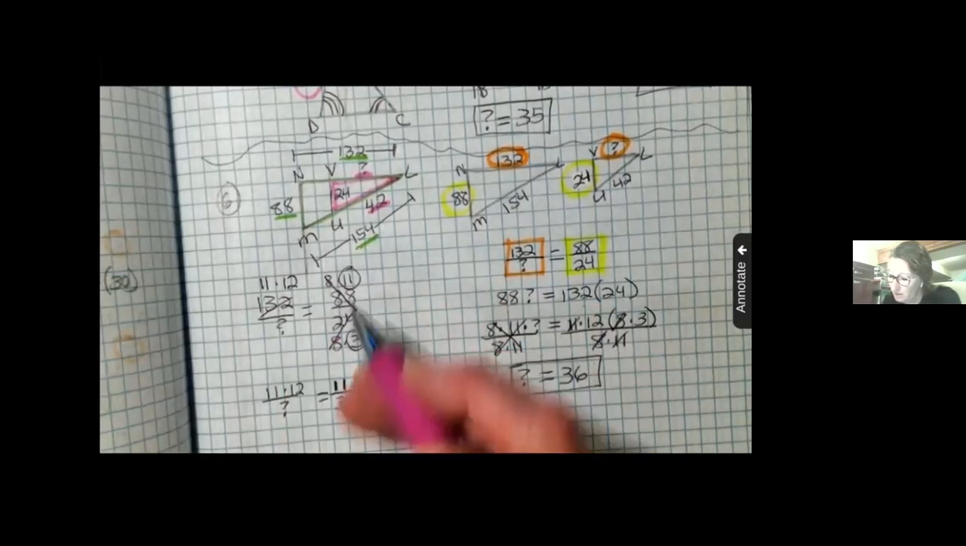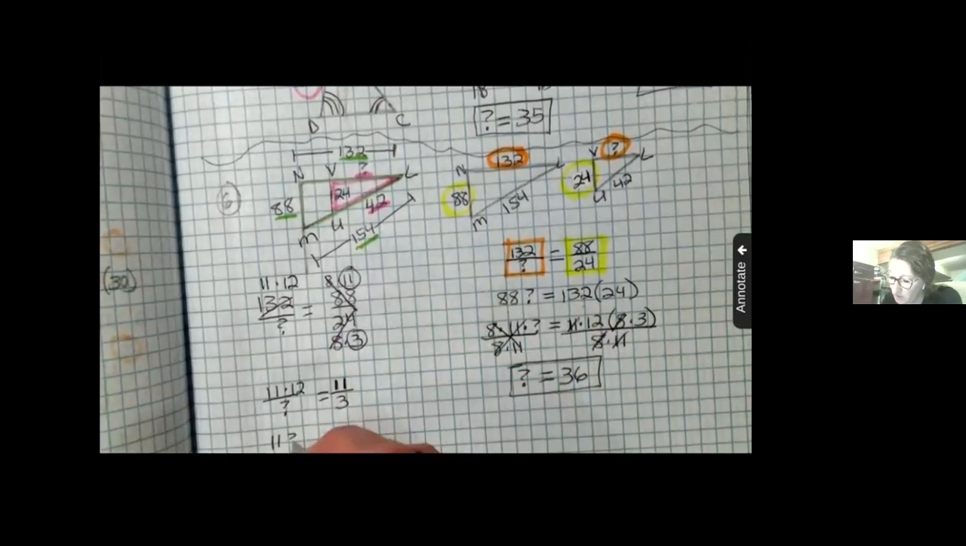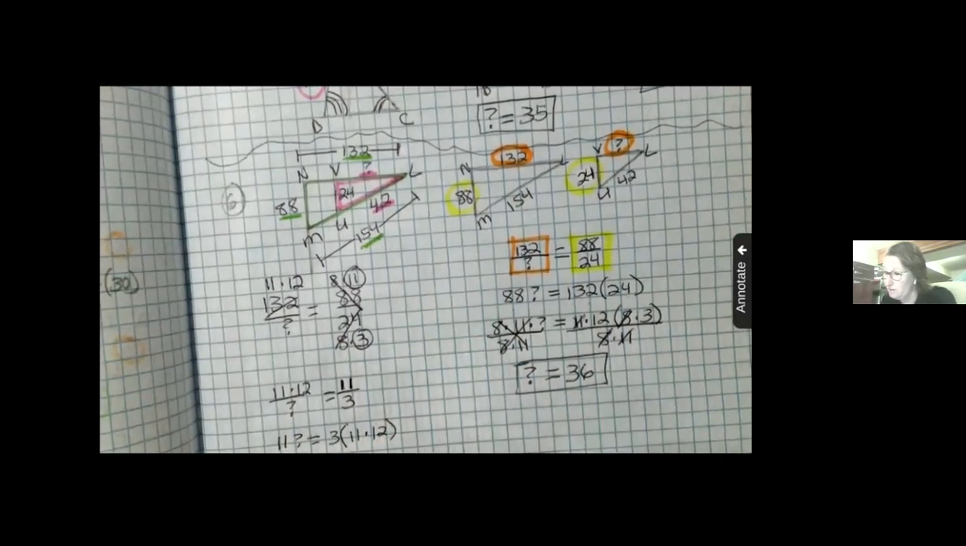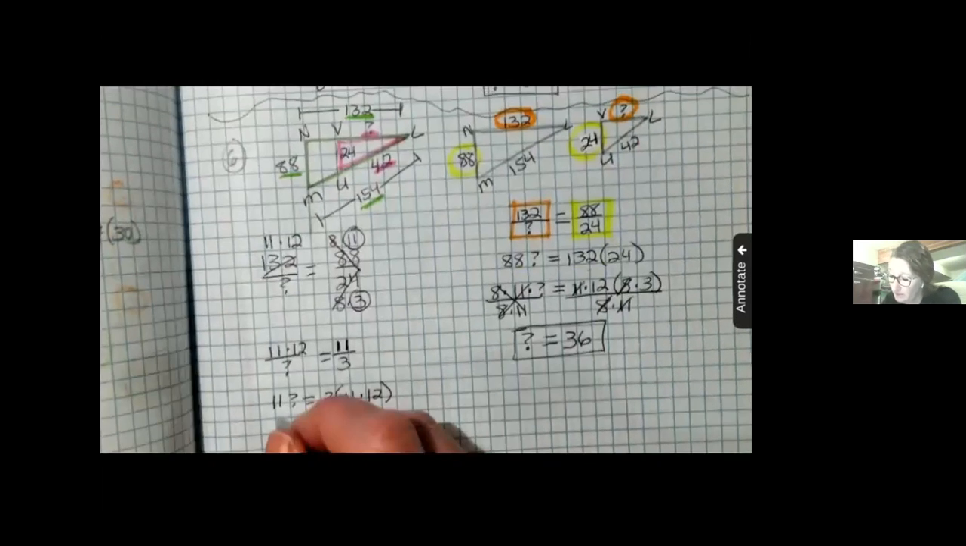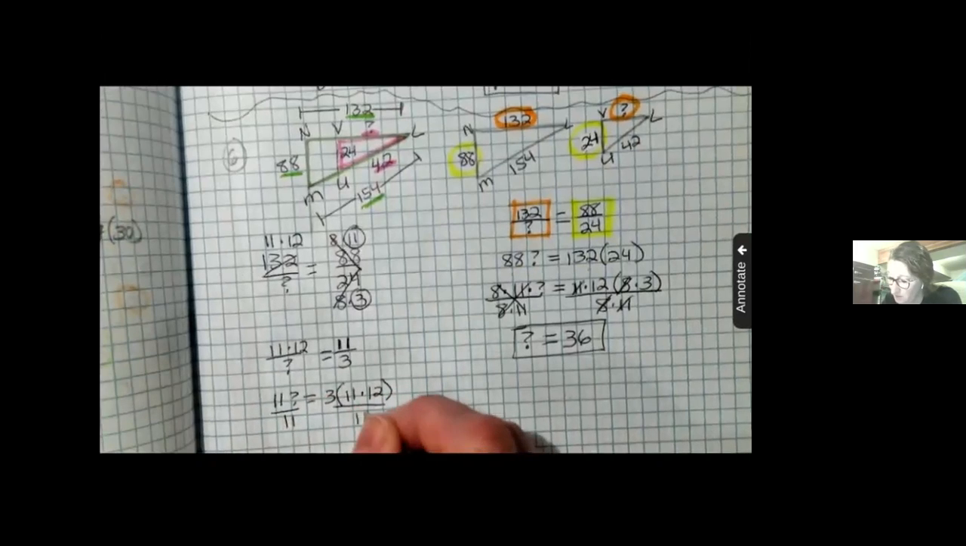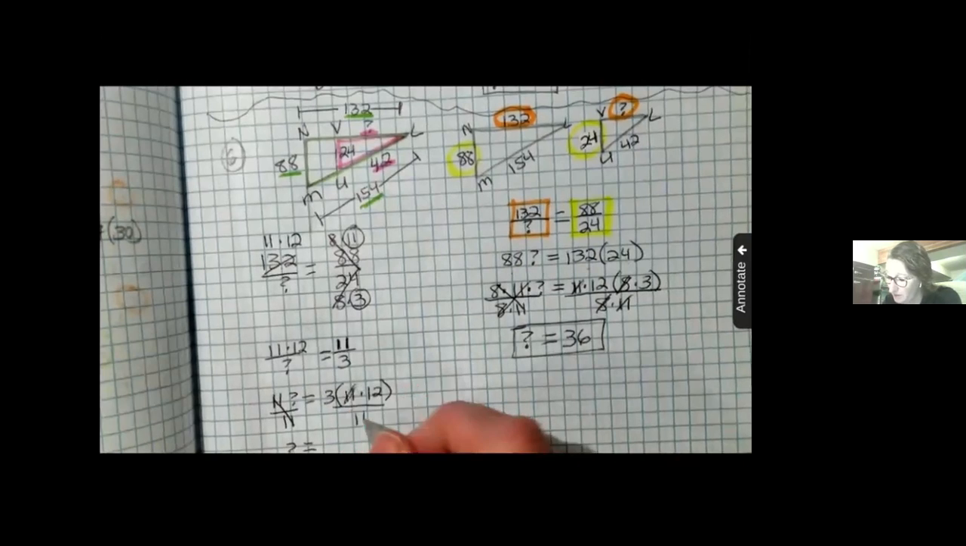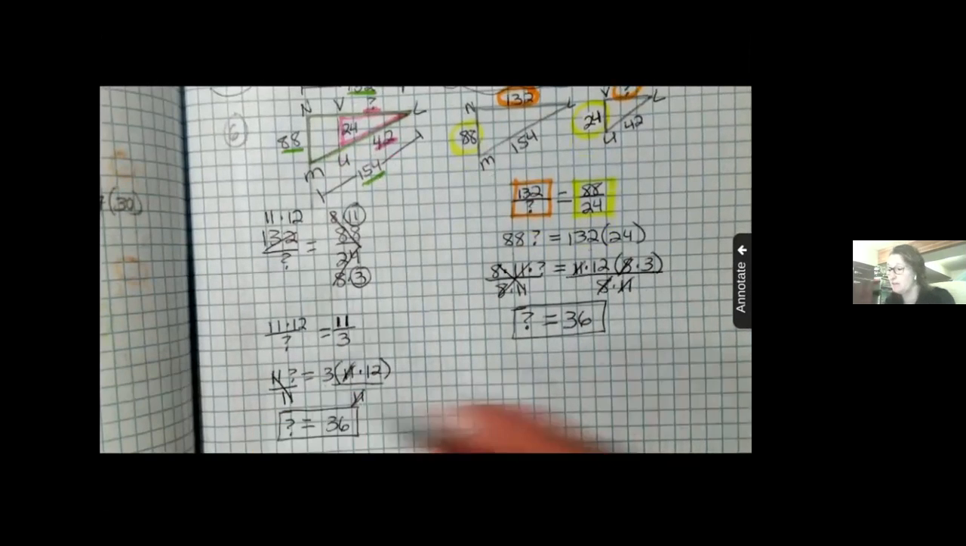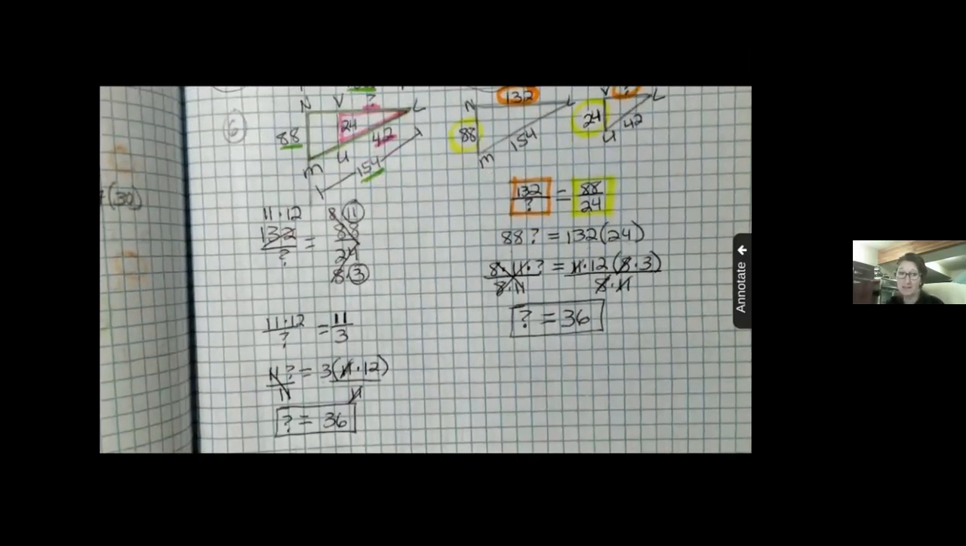So then this is 11 times the question mark, cross multiply, equals 3 times 11 times 12, okay? And then if I divide by 11, I have my question mark by itself. There's my common 11. So now I just have to do 3 times 12, which is 36. I don't go all the way down to primes because with my dyslexia, I end up missing numbers. So I can't do it.